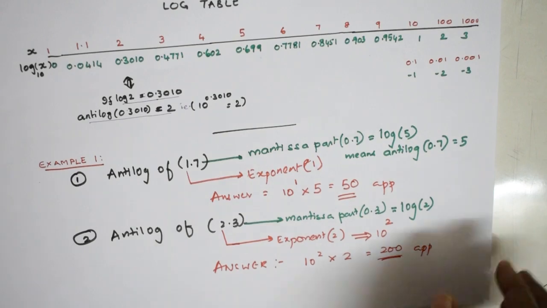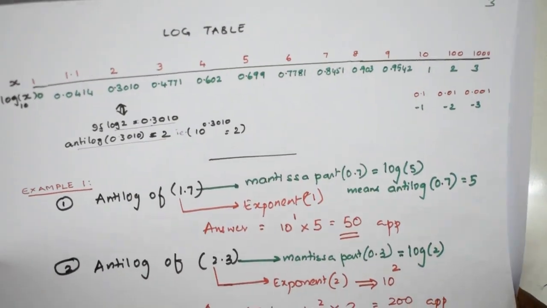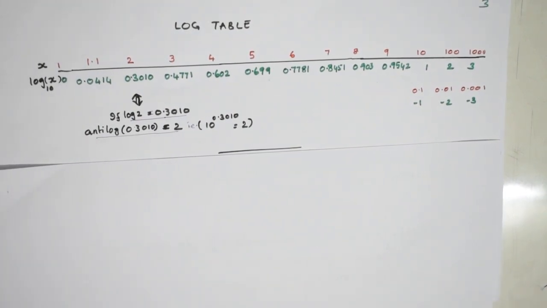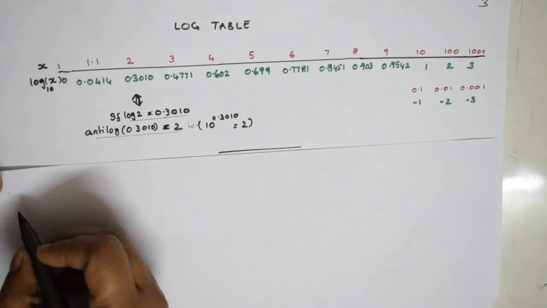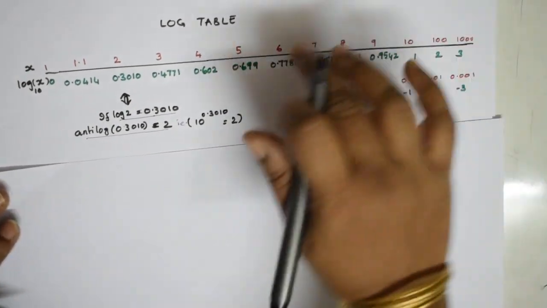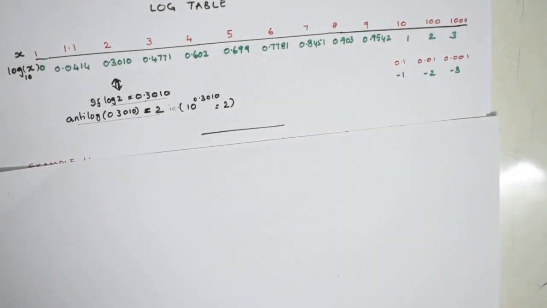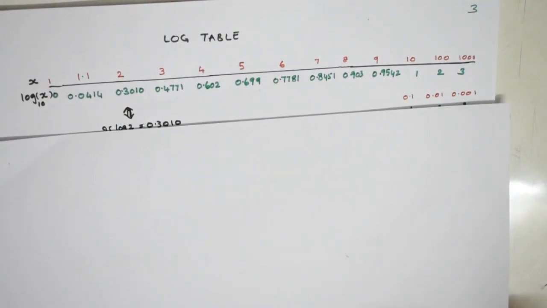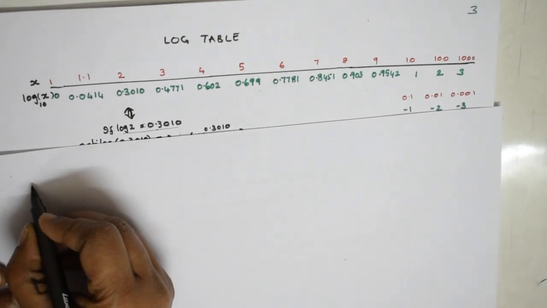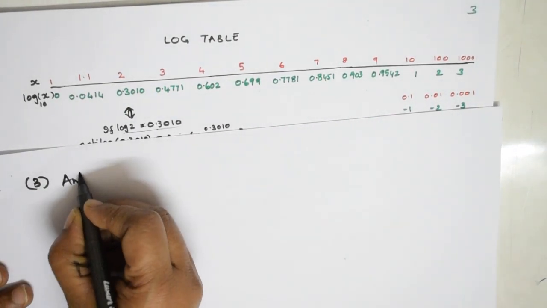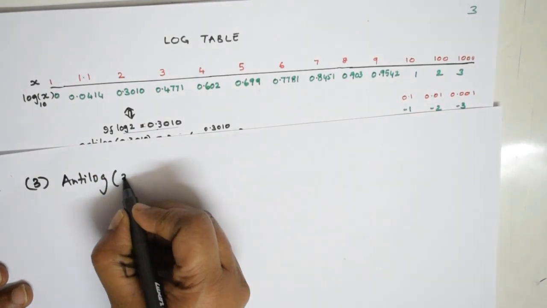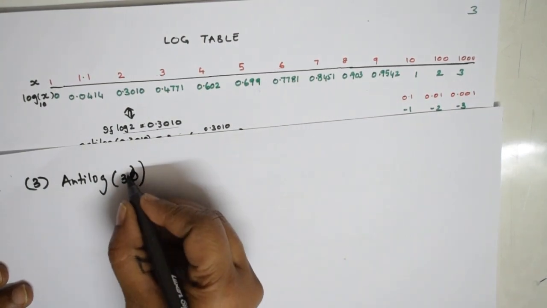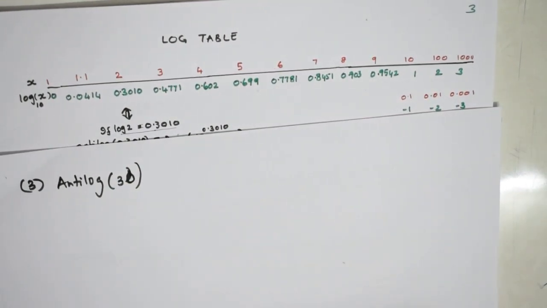Simple, students, right? Let me take one more example and let us keep this table like this only for you. If question 3 is given to me, I'll be using the same table which you have done by yourself by calculating it. So what example is given to me? The third example asks me to find antilog 3.0.